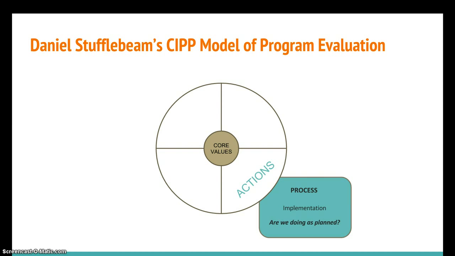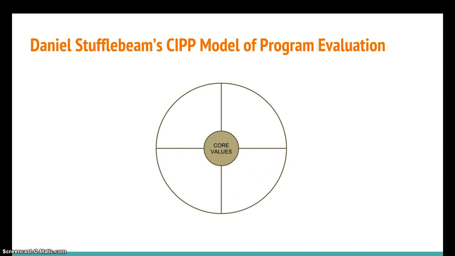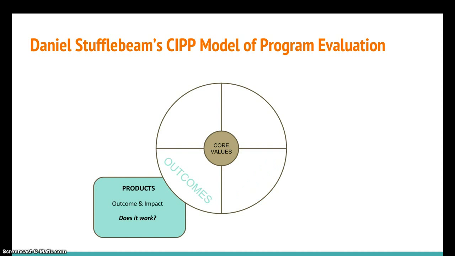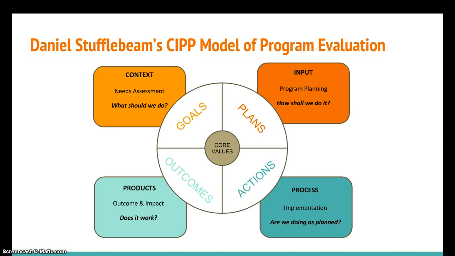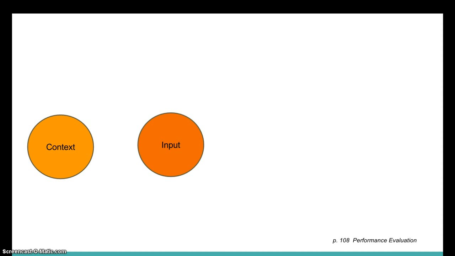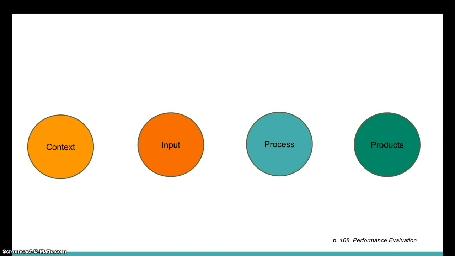Process evaluation's core value is action. This evaluation provides judgment of activities along with feedback for improving staff performance. Last, the product evaluation's core value is outcomes. This provides judgment of outcomes and identifies performance improvement recommendations. The four aspects of the CIPP model again are context, input, process, and product.